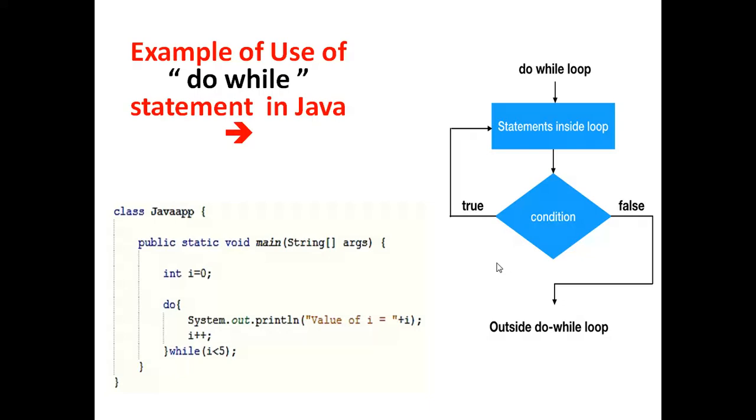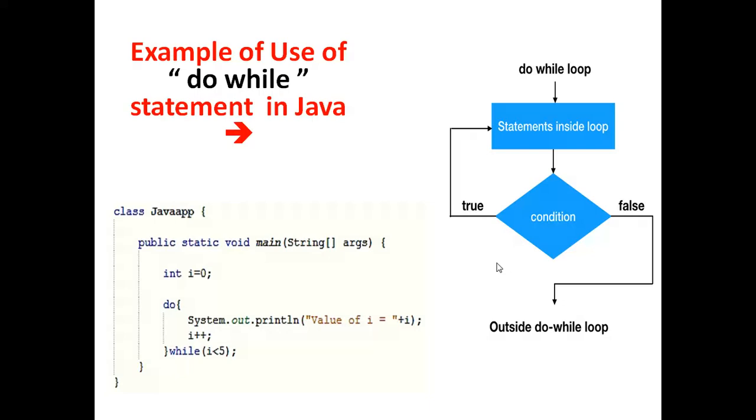Now we'll see the example, class JavaApp. In the main function, we have written int i = 0. That is, we have declared one variable i of integer type and the value of i is 0. Now we have written the keyword do and we have written the body part of that. In system.out.print, the value of i is printed and it is incremented.